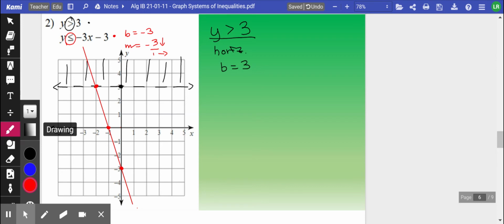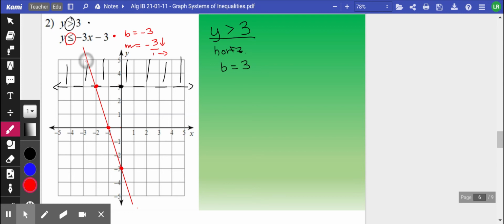Okay, so for this line, which way am I going to shade that second one? Up or down? Cecily, what type of sign is that? Less than or greater than? Less than or equal to. So then which way does less than go? Up or down? Goes down.